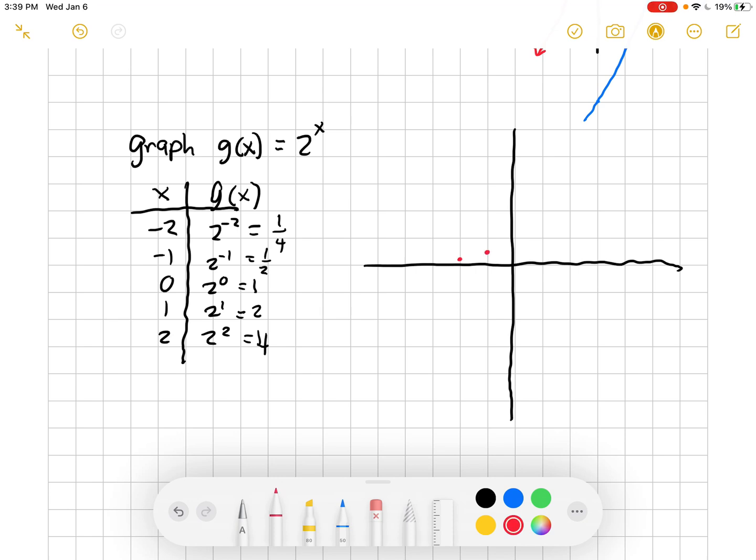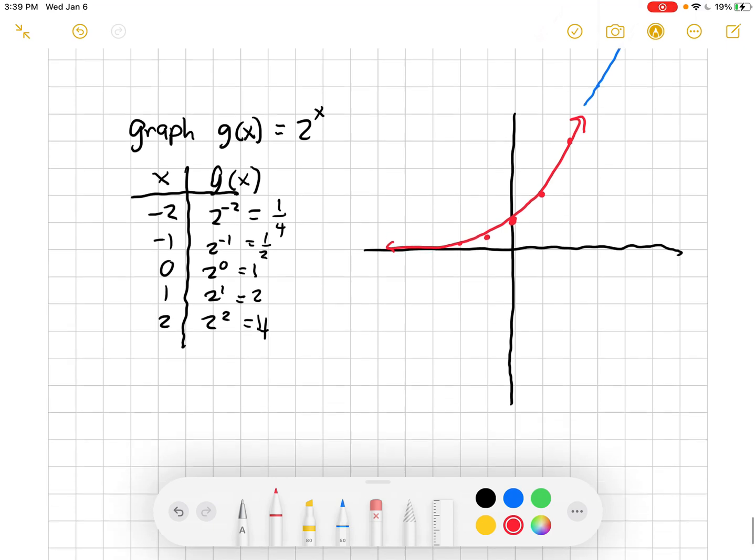One-fourth is right about there. 1/4 is right about there. 1, 2, and 4. Now I'm going to go ahead and graph our transformations for some other things on the same coordinate system so you can see it a little clearer.